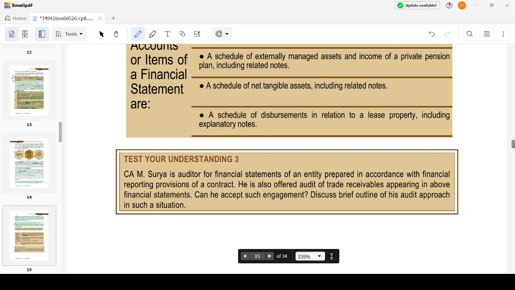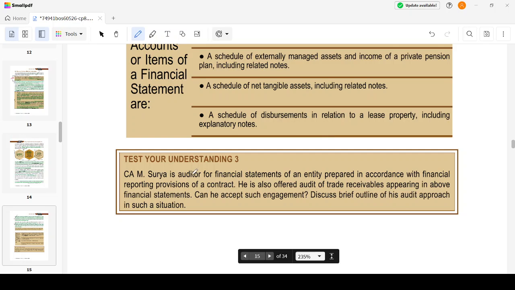We have just two questions here. Let's start. CA Surya is an auditor of a financial statement of an entity prepared in accordance with the financial reporting provisions of a contract, and also of trade receivables appearing in the financial statements. Can he discuss a brief outline of his approach in such situation?